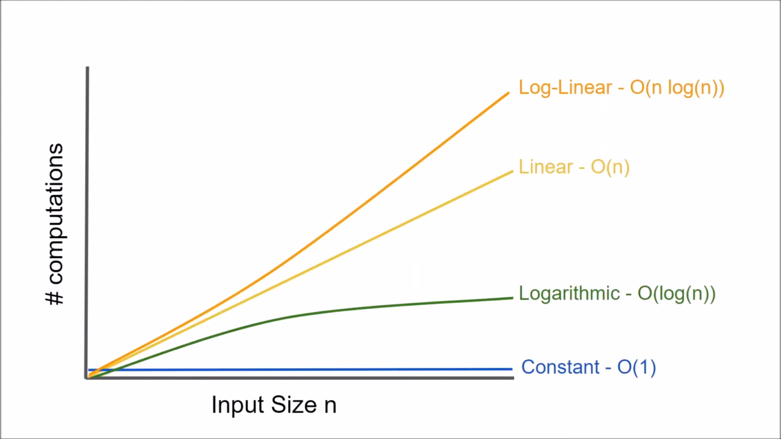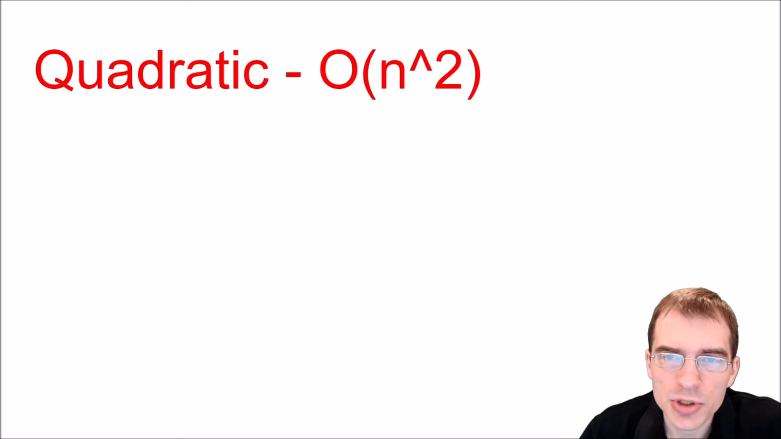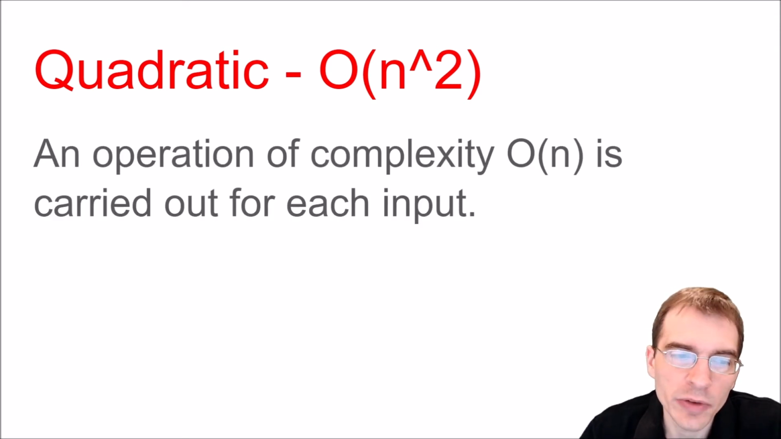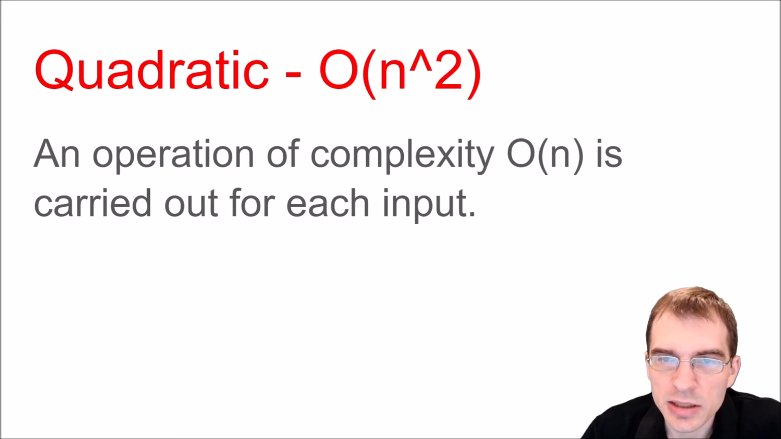After log linear, we're getting into algorithms that can be pretty slow if you have a decent size input. The next worst class of algorithms are those that run in quadratic time. A quadratic function, also known as O of n squared, is one where an operation of complexity O of n is carried out for every single input. So basically, you're doing something that requires O of n operations, n times.